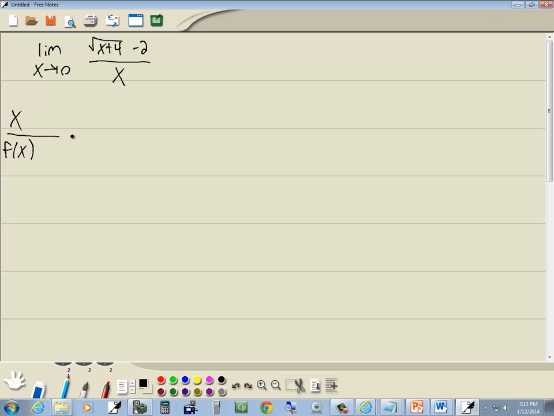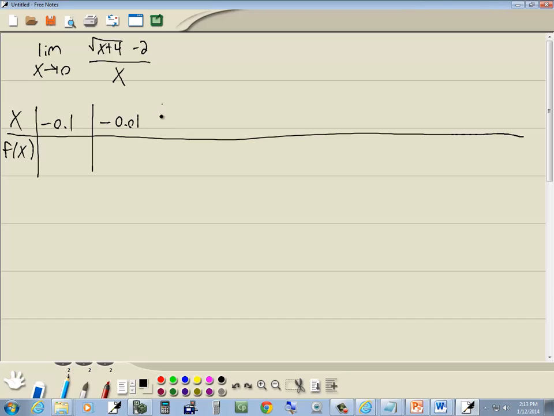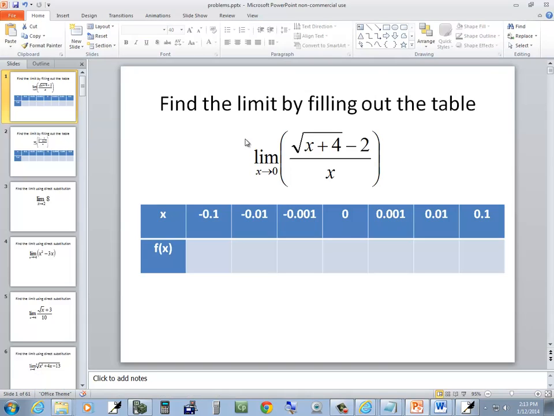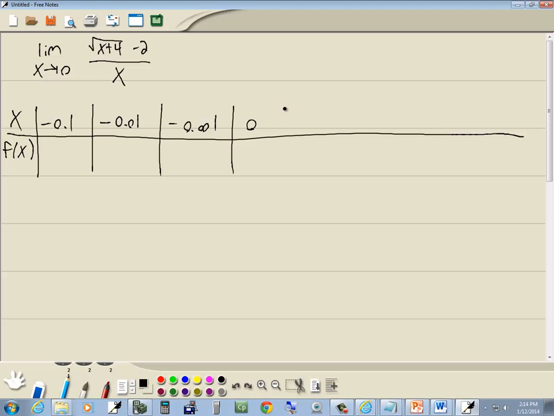We've got x, we've got f of x: negative 0.1, negative 0.01, negative 0.001, and approaching 0. Then 0.001, I said the right number of zeros, 0.01, and 0.1. There we go. Okay, now we're going to use a calculator to do this.